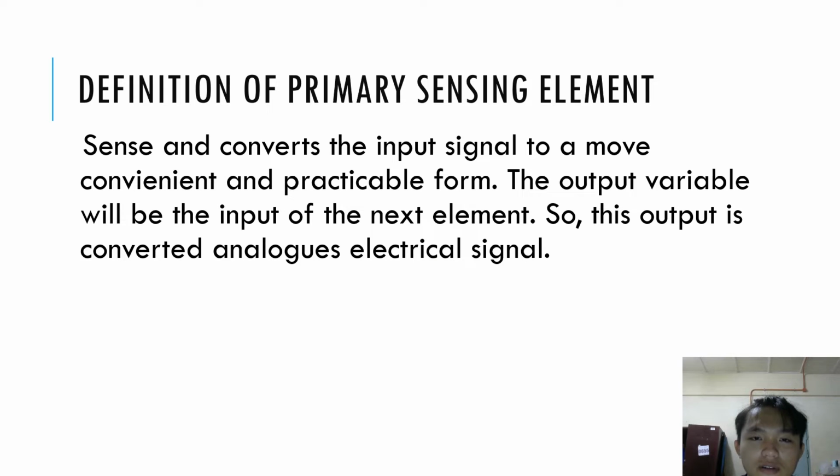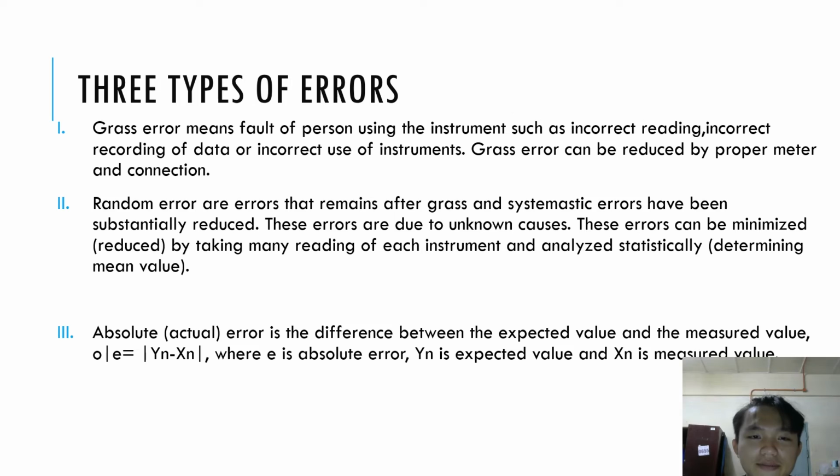So this is the definition of primary sensing element. The definition is: it senses and converts the input signal to a more convenient and practicable form. The output variable will be the input of the next element. So this output is converted into an electrical signal.